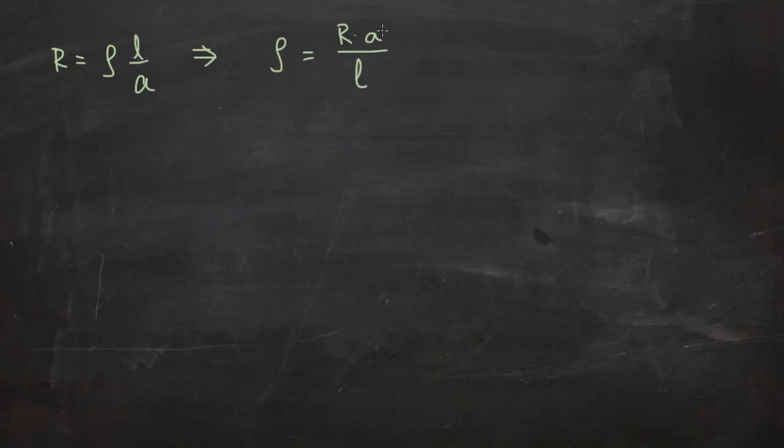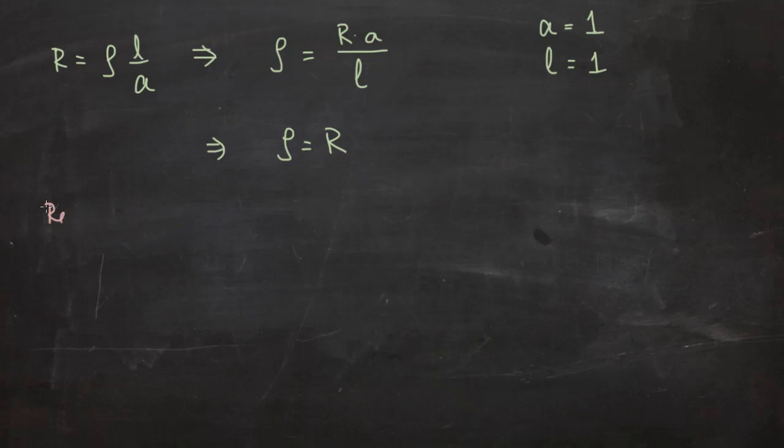Now, if I take a conductor that has an area of cross section as 1 unit and length as 1 unit, this would end up looking as rho is equal to R. So at this point of time, I can say that resistivity is nothing but the resistance of a conductor that has a unit length and unit area of cross section.